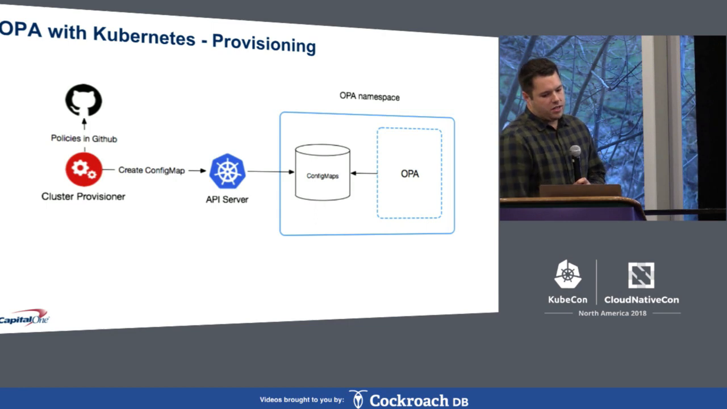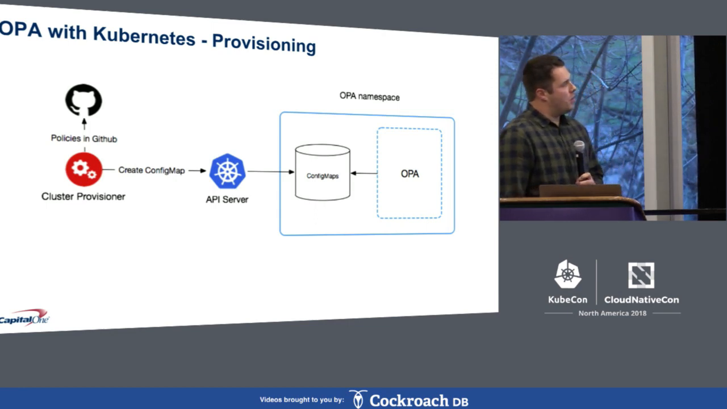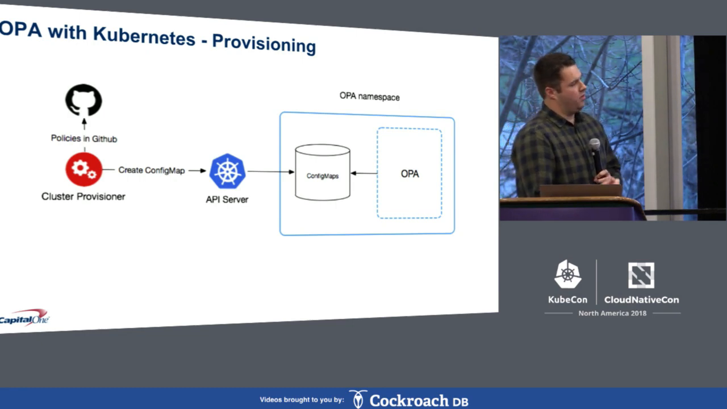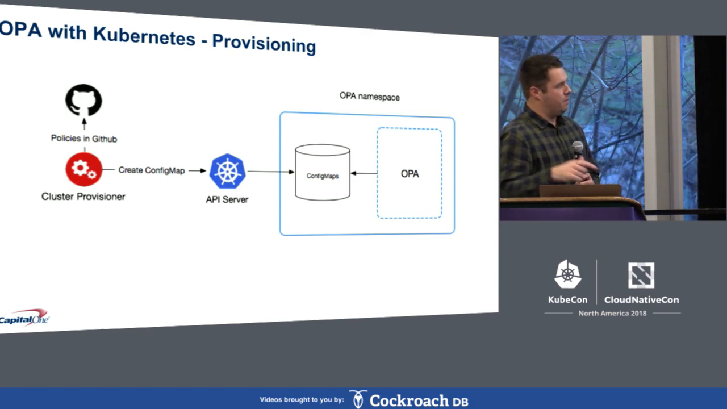And the way that we manage policies is our simple cluster provisioner here. All of our policies are stored in GitHub. So at cluster provision, we take those policies in GitHub, create config maps, and then the OPA kube-mgmt sidecar would start parsing those.